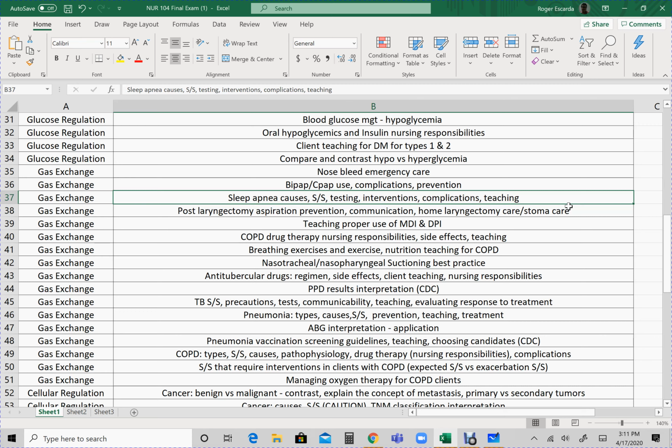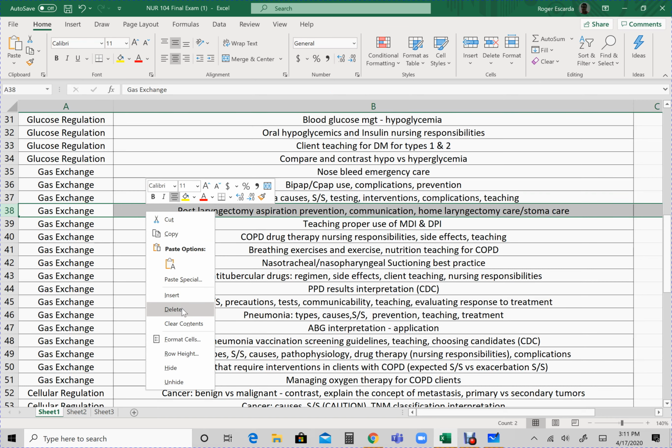Interventions is eliminating the causes if you can, and then complications of sleep apnea, which not only covers the cardiovascular effects but also safety and your client teaching regarding that. We will eliminate this one because we didn't have time to cover that.